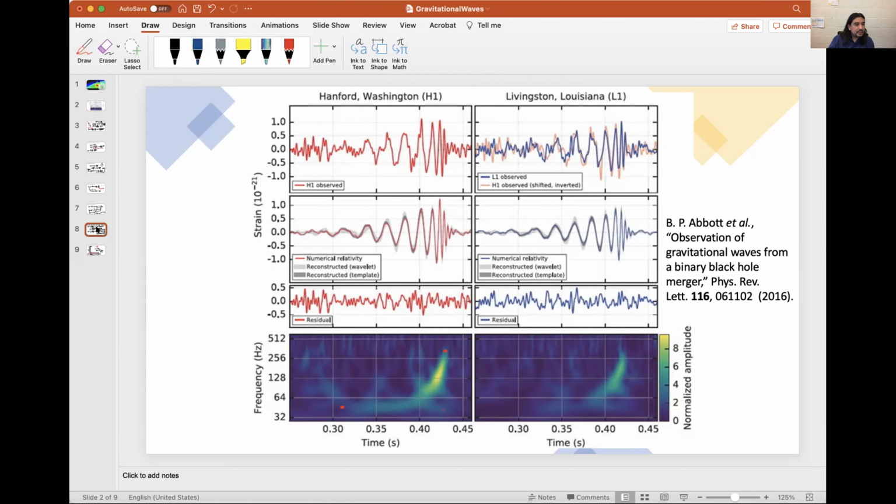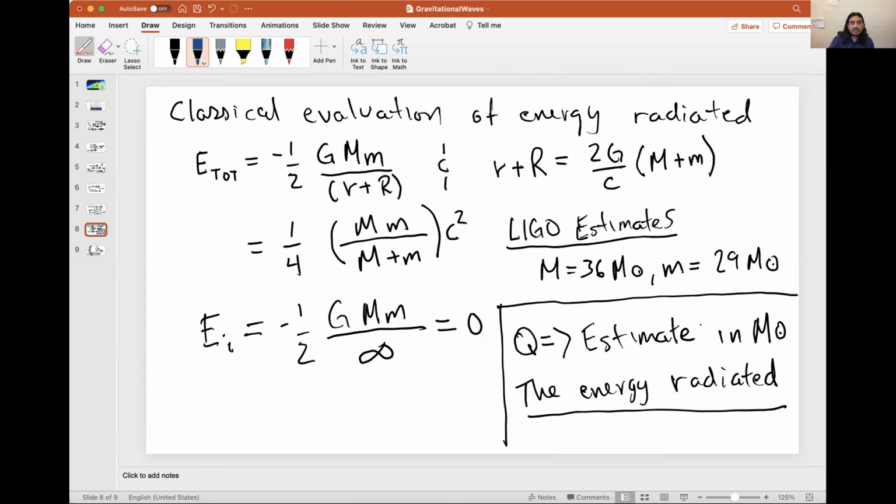All right, so let me go back, and this is the question that you're looking to see. Estimate how much energy was radiated.